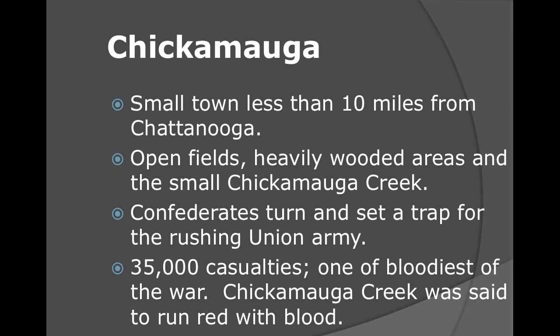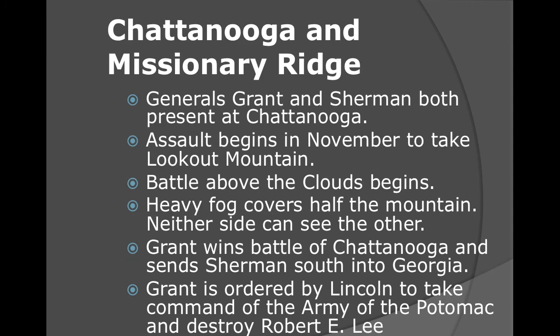At Chickamauga, we have about 35,000 casualties. It was really one of the bloodiest battles of the Civil War, and it was said that the creek that runs through there, Chickamauga Creek, ran red with the blood that was spilled at the Battle of Chickamauga. General Rosecrans has to retreat back into the city of Chattanooga. Chickamauga is a huge victory for the Confederates, and now the city of Chattanooga is under siege.